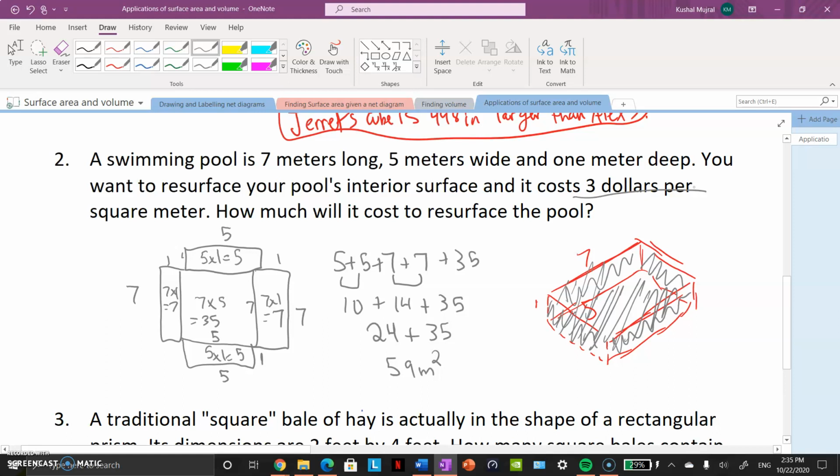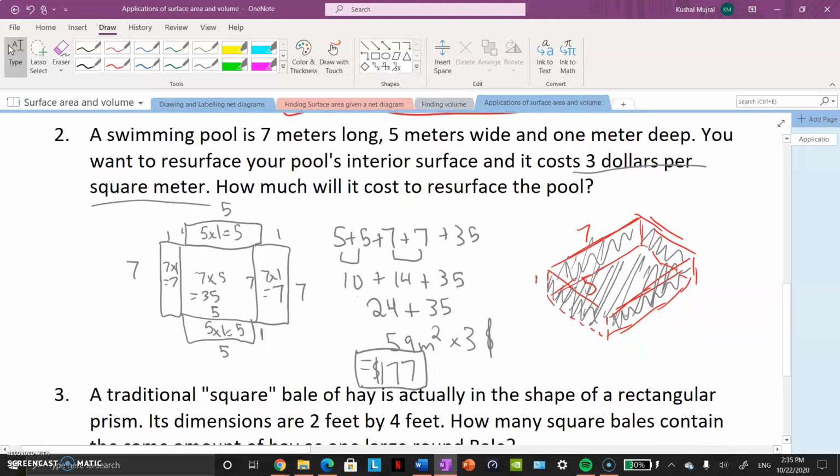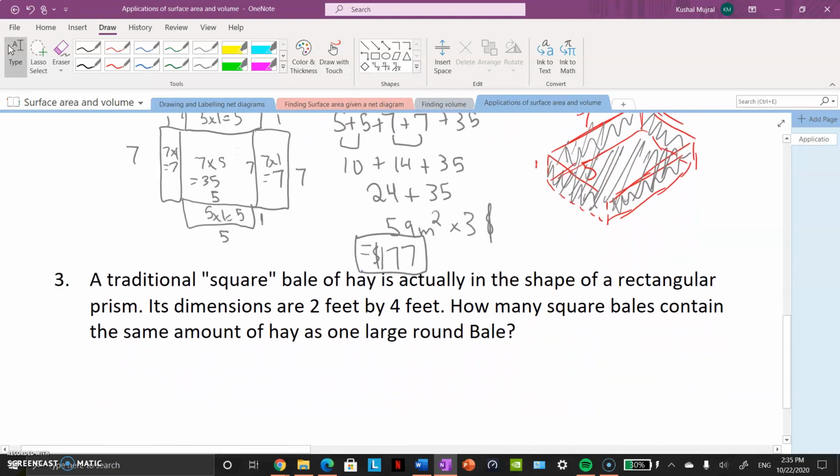And since it costs $3 per square meter, and we have 59 square meters, we're going to multiply this by $3. So it costs $177. Okay? You can do these multiplications and everything by yourself. Okay? So take a look at the next question.